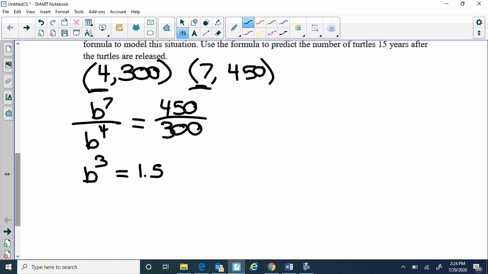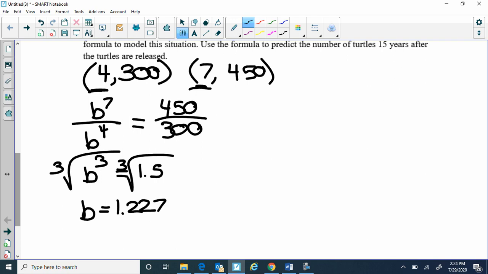Now, b to the 3rd equals 1.5, so we need to take the cube root of this. When we take the cube root, we will get b equals 1.144871.